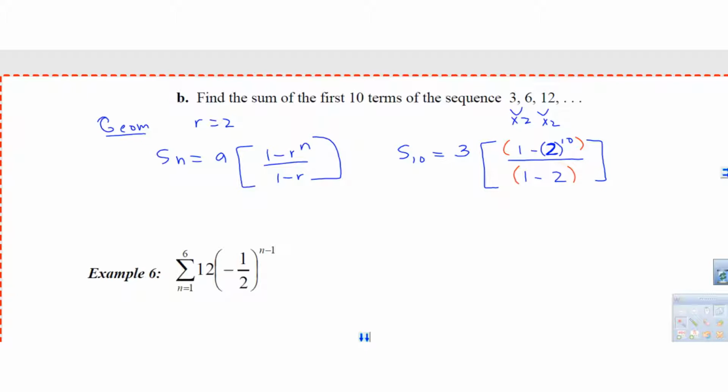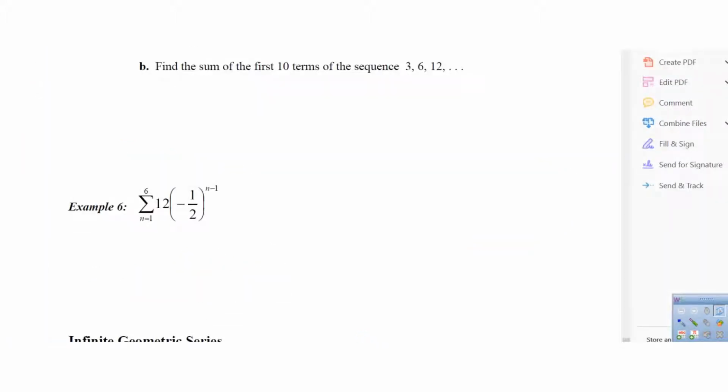Here we go. Everybody go 3, parenthesis, parenthesis, 1 minus parenthesis 2, close it, raise it to the 10th, close it, divide, parenthesis, 1 minus 2, close it, enter. Okay? And it ends up just being a regular number, and the answer is 3,069, and you're done. Who says I got it? This is easy. Okay. Example 6.